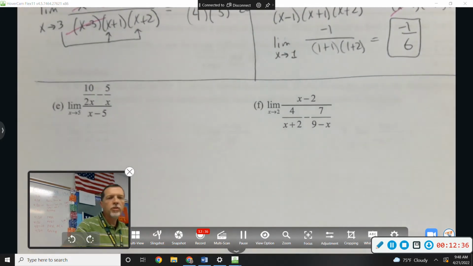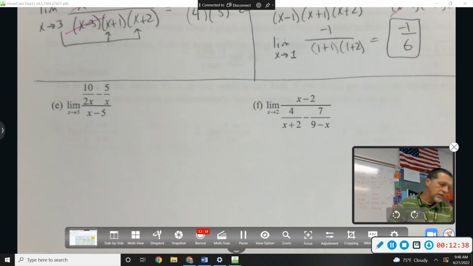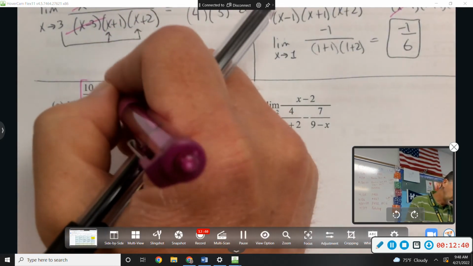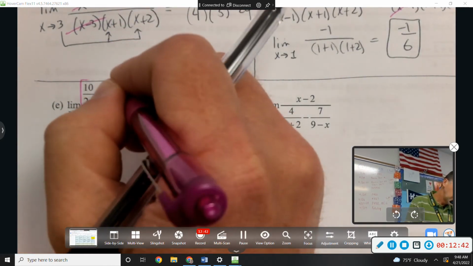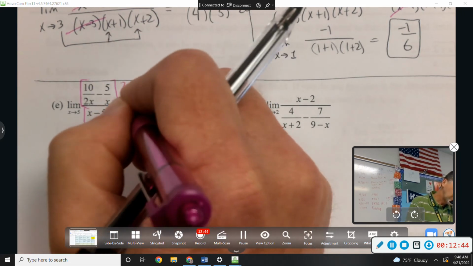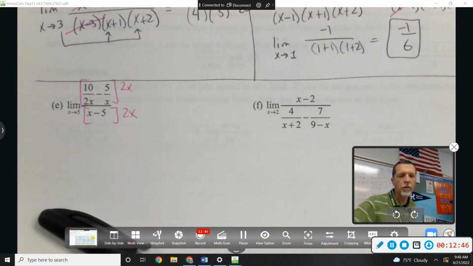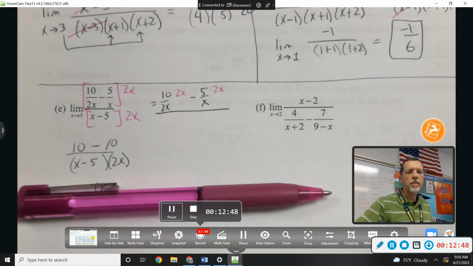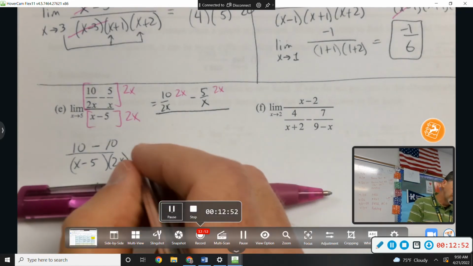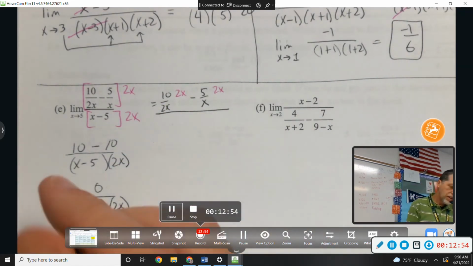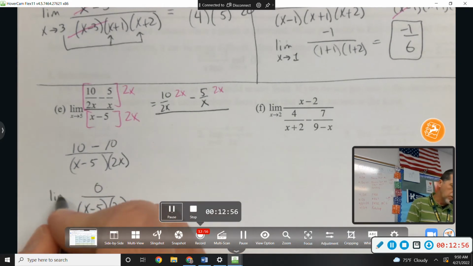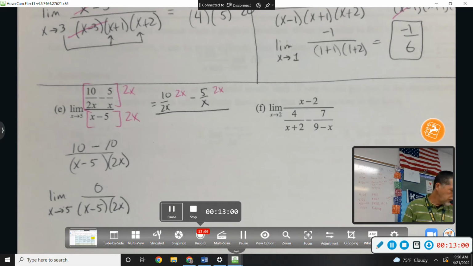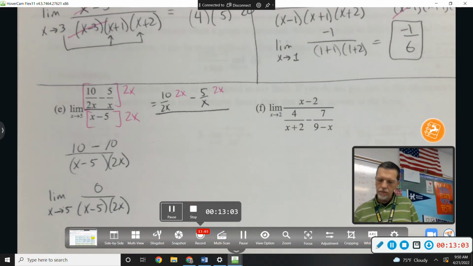What do you think you should multiply top and bottom by on E? Probably 2x. So see if you can take that one from there. Well, what's 10 minus 10 equal to? 0. So there's nothing to cancel. Yes.